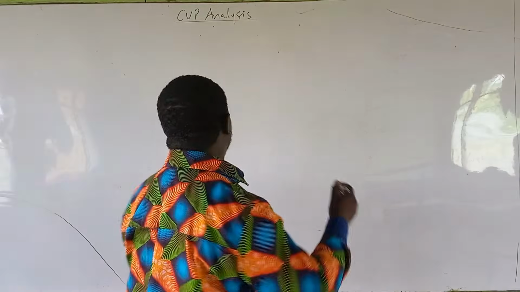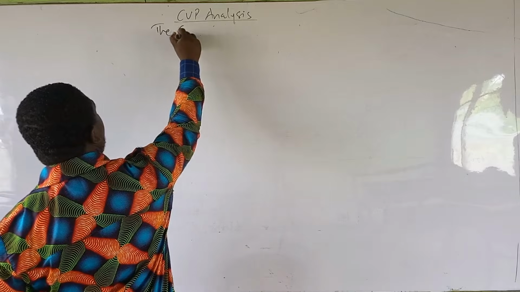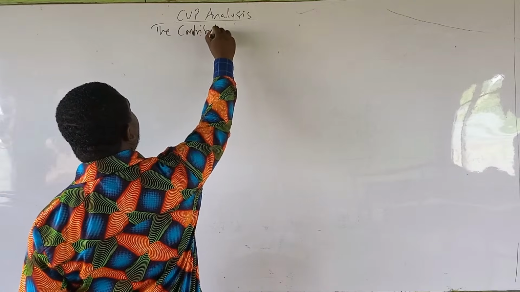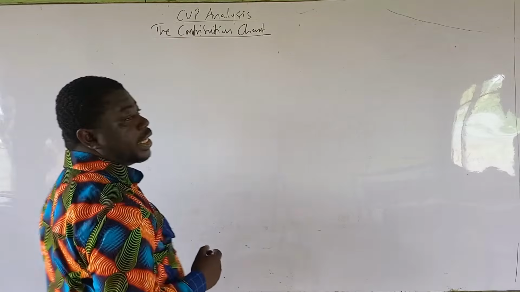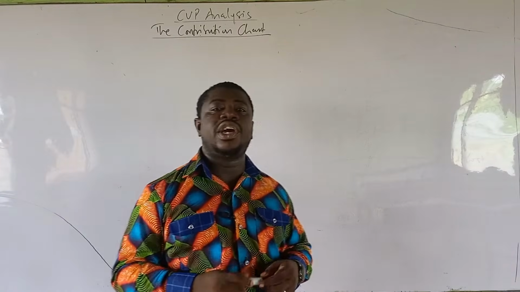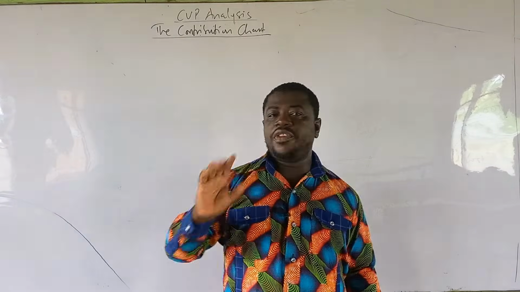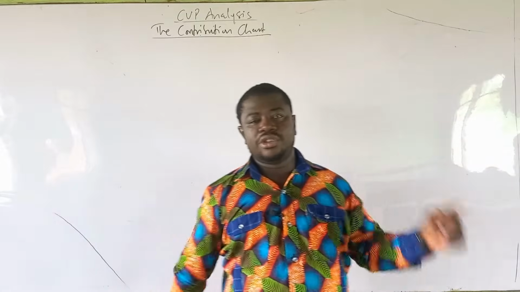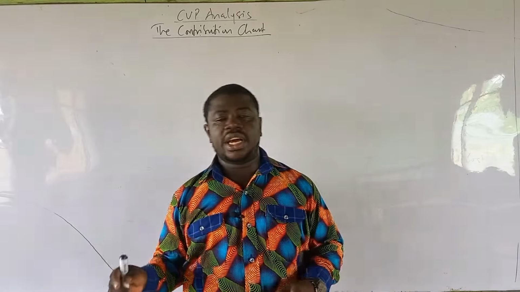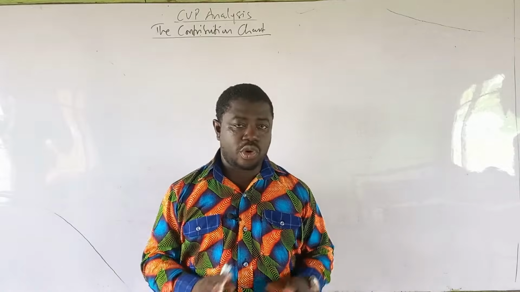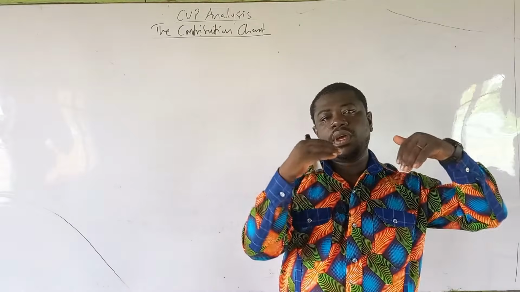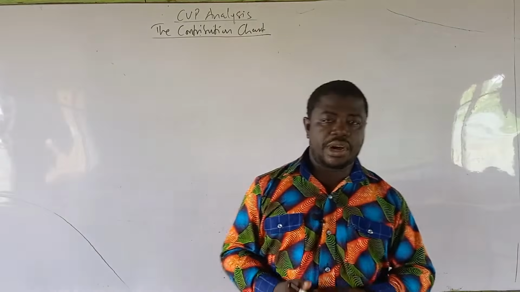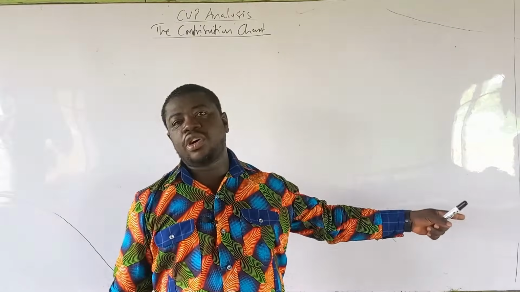Okay, so let's look at the contribution chart. Now, the contribution chart is not different from the traditional chart. In fact, it's the same thing, only that this time we are introducing variable cost. So the difference between the traditional and the contribution is that in the traditional, there is no variable cost emphasis on the graph, even though it exists. But in the contribution, we are introducing the variable cost, but we may not also draw the fixed cost line.